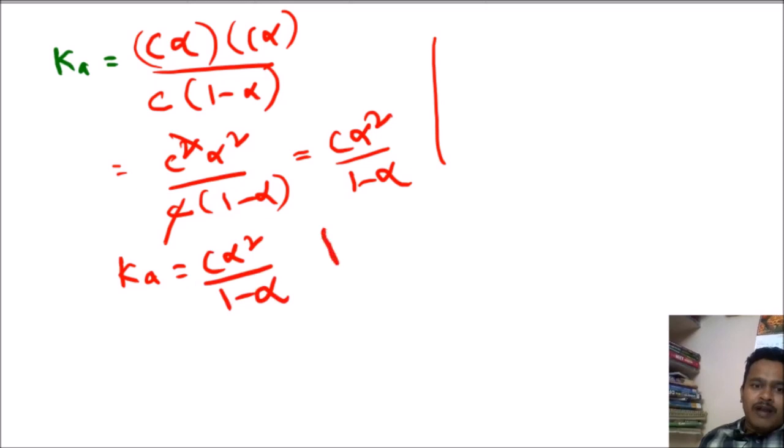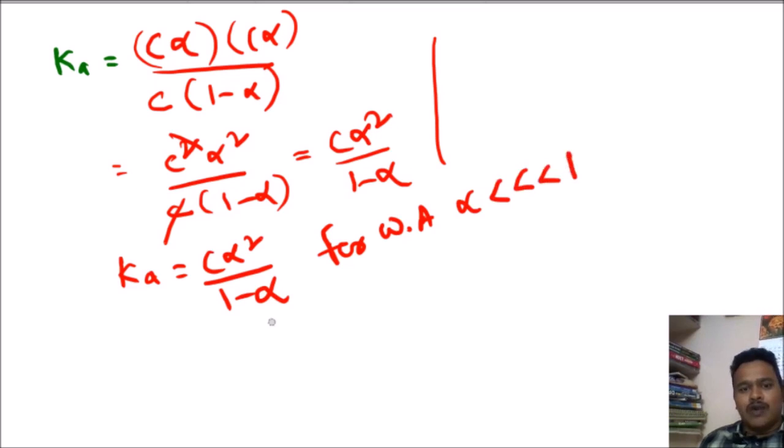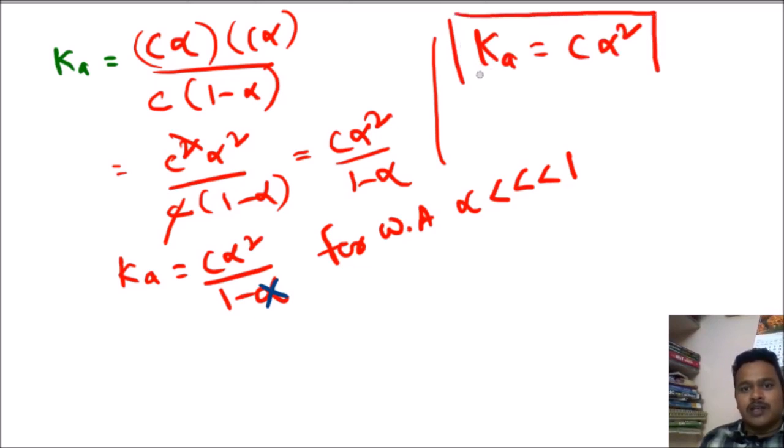Here for weak acid, alpha, the degree of dissociation, is very less than 1, so this alpha in the denominator is negligible. So again I can write: Ka is equal to C alpha square. This is one of the relations.